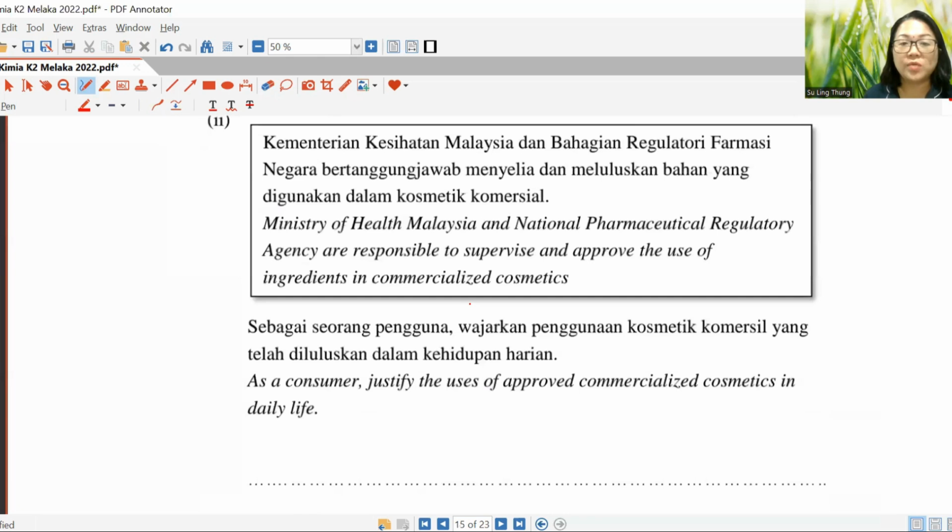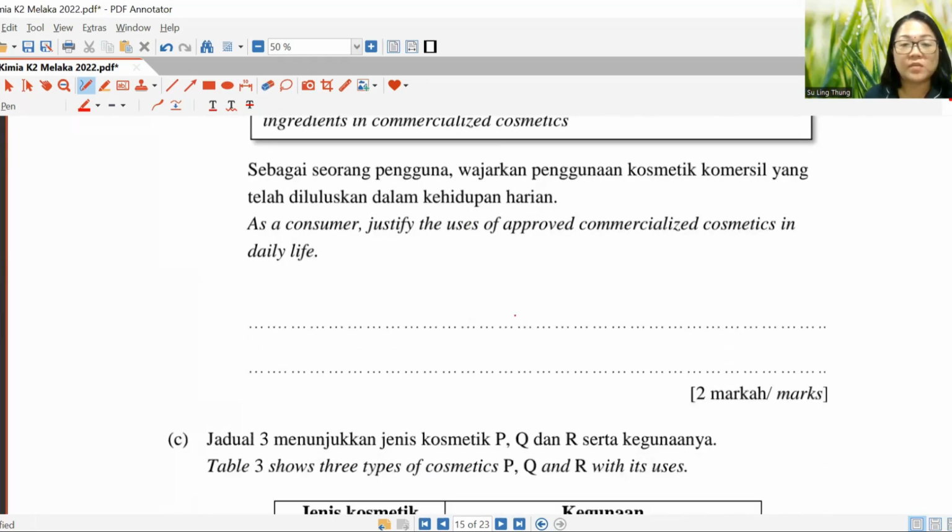Okay, with what do you call that, allergies. Okay, because of the skin irritation. Now, 2, Ministry of Health Malaysia and National Pharmaceutical Regulatory Agency are responsible to supervise and approve the use of ingredients in commercialized cosmetics. As a consumer, justify the uses of approved commercialized cosmetics in daily life. So you have to justify. Justify meaning you need to mention why you support it can be used? Because this answer is already towards positivity, whereby it had been tested clinically, so it can be used.